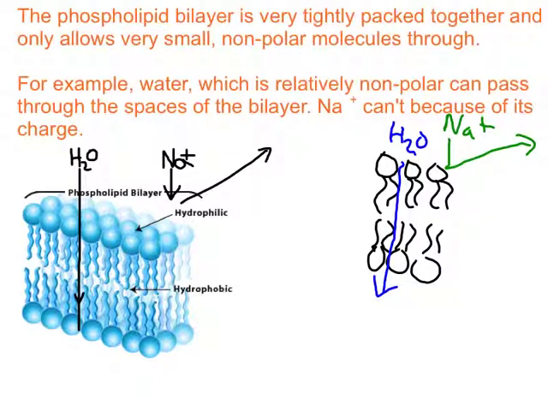Okay, but the key takeaway from this is that only small, relatively nonpolar molecules can go through the membrane, whereas anything big or polar or charged bounces right off.